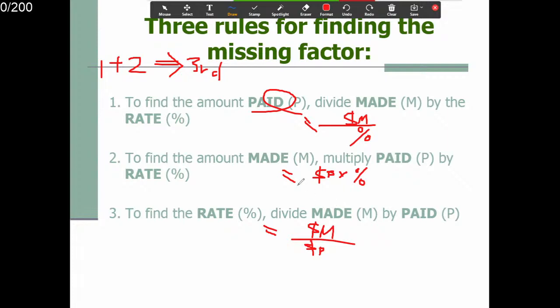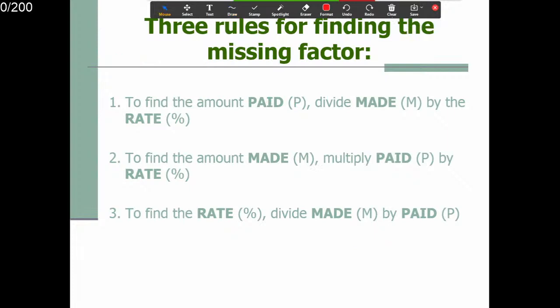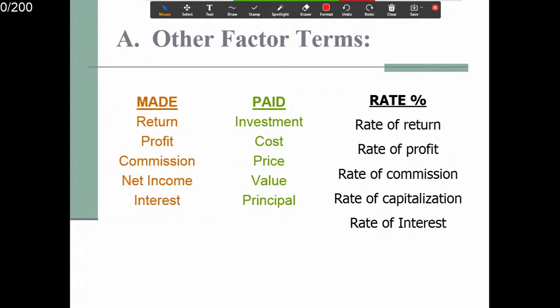Okay? So this is all confusing, right? Very confusing, right? How do we make this look better, right?